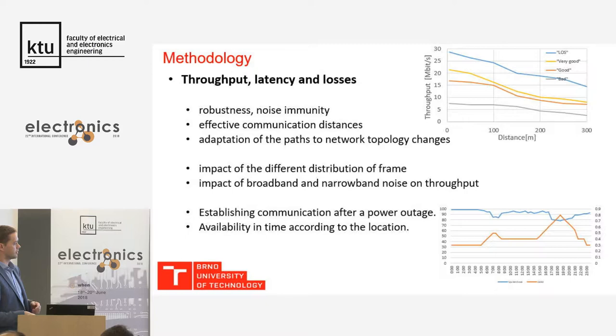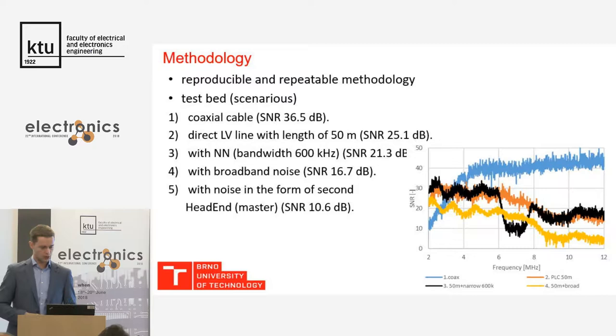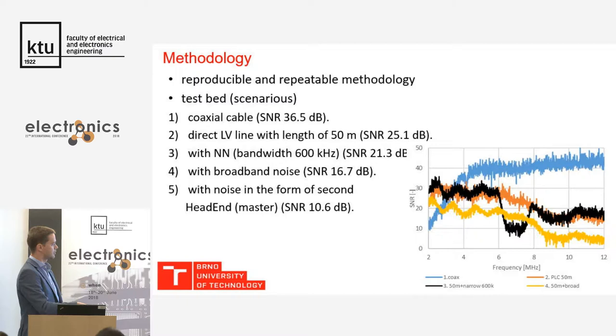I think it's similar to the previous presentation, that we had the load of the power network, and we have also the availability and reliability of power line communication according to human behavior. There are simple scenarios or testbeds which we consider in the laboratory environment, which are divided according to different signal to noise ratio and include different noise. Narrowband noise is this one, broadband, and the most noisy environment with the communication with two head end master modems in the same network.